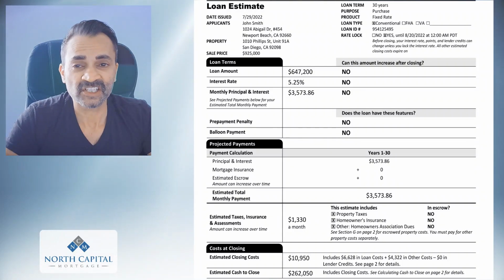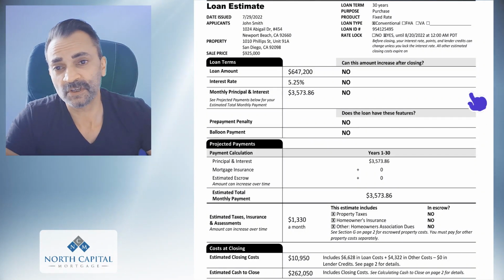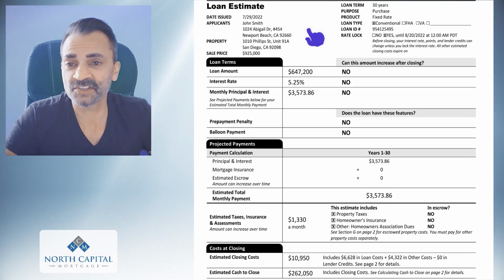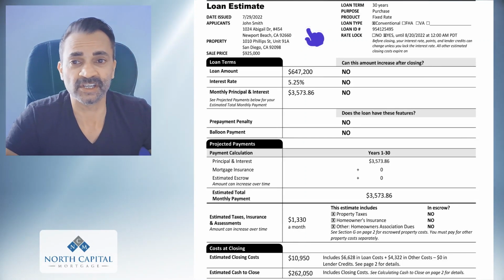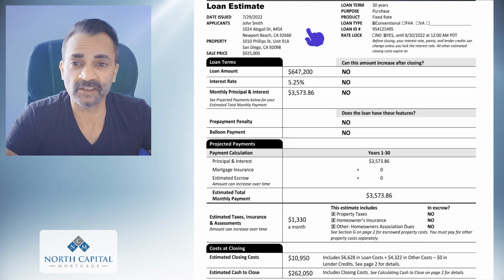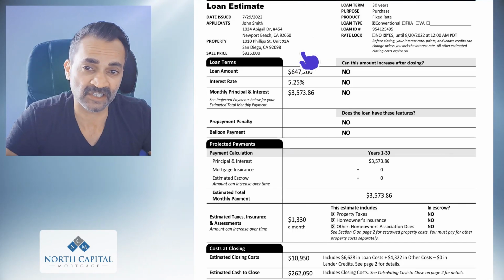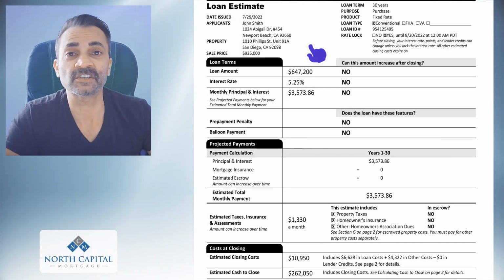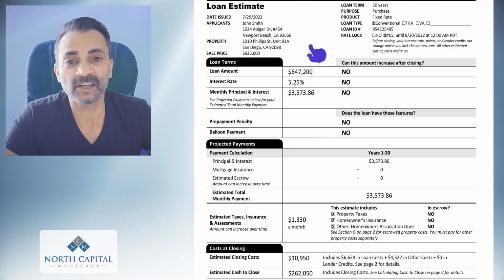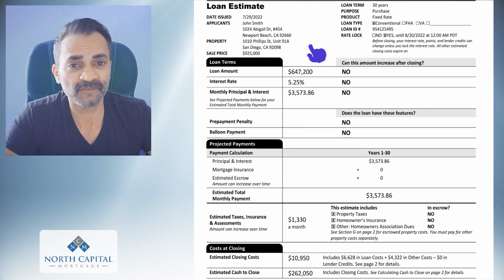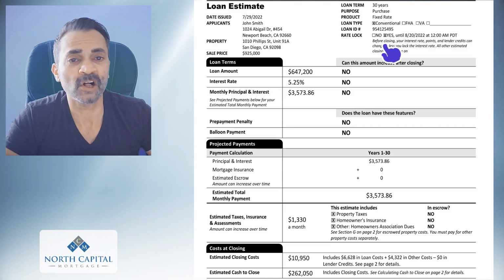Page 1 of the loan estimate is going to give us a summary. If you take a look at the top section here, this is just going to give us some very basic information. The date issued, the applicants, the subject property, and this is a purchase, so it's going to give us a sales price here. If it was a refinance, it would give us the appraised value. And also loan terms, again, it shows us it's a purchase, fixed rate conventional loan with the rate already locked. You can see that is checked yes.